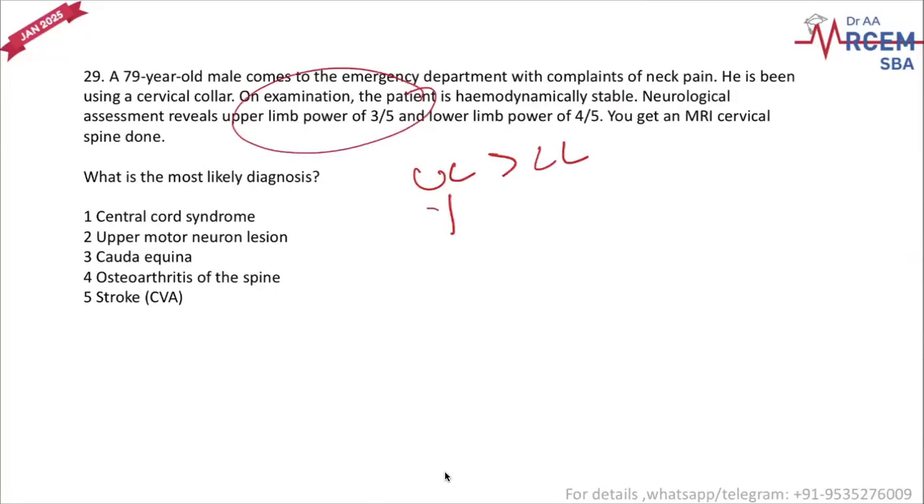Whenever the upper limb weakness is more than the lower limb and they are asking about the spine, you need to think of central cord syndrome, and it is commonly seen in an elderly person. Everything fits in, so the right answer is central cord syndrome.